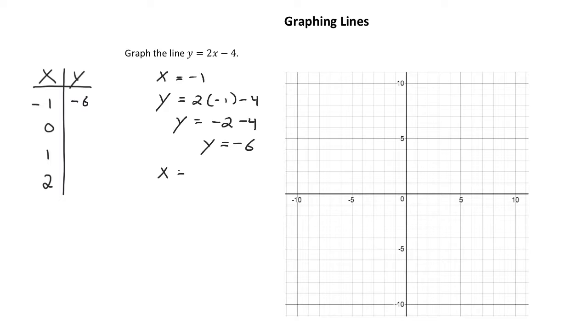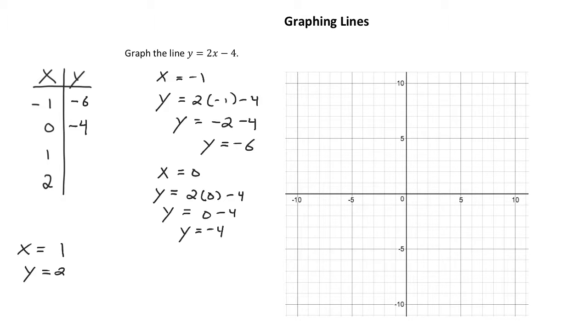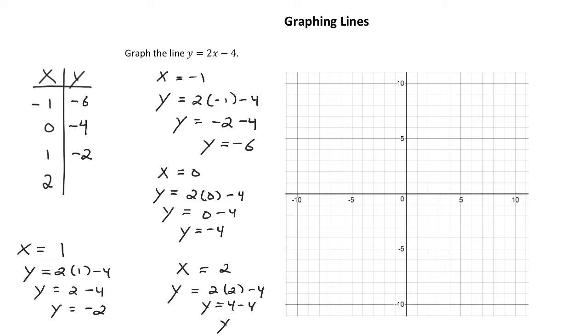For, let's say, x is equal to 0, same idea. I'll take my equation, I'll put 0 in place of x, and when I solve for y, I get -4. For x is equal to 1, I get y is equal to 2 times 1 minus 4. That is 2 minus 4, or just -2. And if I use the last one, x is equal to 2, I get y is equal to 2 times 2 minus 4. That's 4 minus 4, and that is just 0.